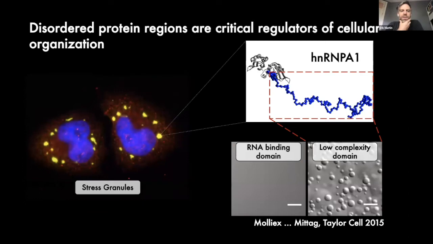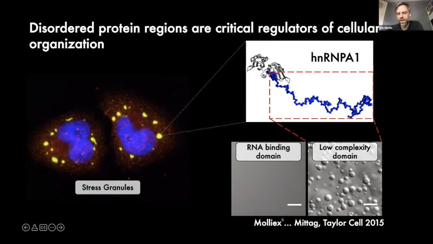So the model system that we worked with at St. Jude Children's Research Hospital was an RNA binding protein called HNRNP-A1. And this protein came to our attention again in 2015 at the dawn of the biomolecular condensate field, because mutations in this protein were found to be significant in ALS, and it was found to be enriched in these condensate stress granules.